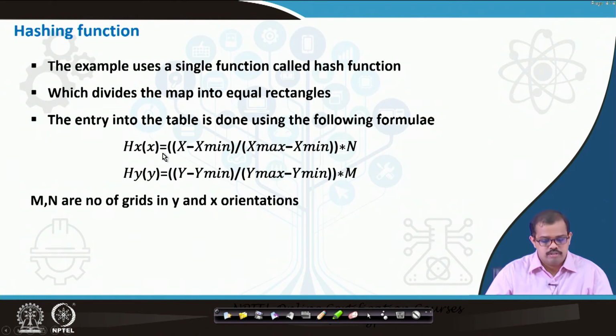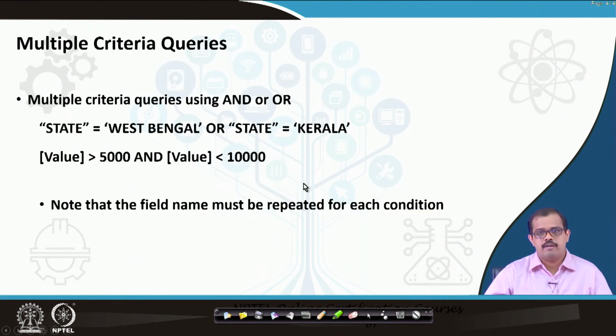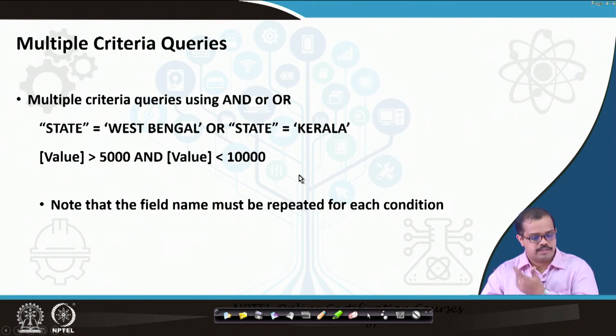So how can you do it? For example, if you want to hash, this is one of the formulas that is used. You need hx of x, hy of y, which gives you point information in the Cartesian coordinate system. So it divides a map into equal rectangles and each entry into a table is done based on this. Something like this; this is how the table is. So you have these values, and based on this, these are the entries that will be made, and this is the index table, and related geometric data would be stored in the other table. This will help in retrieval of data much faster.